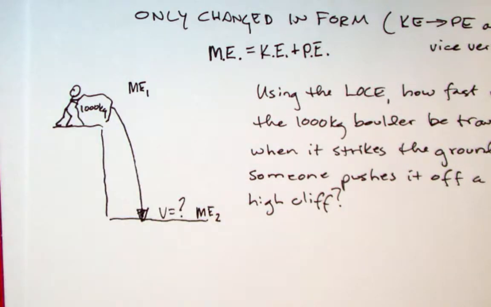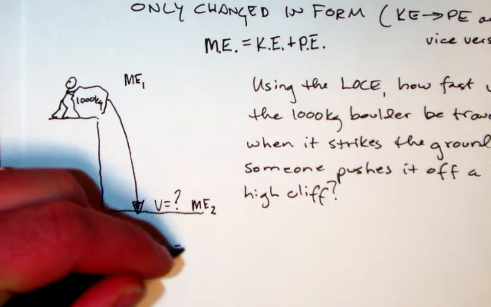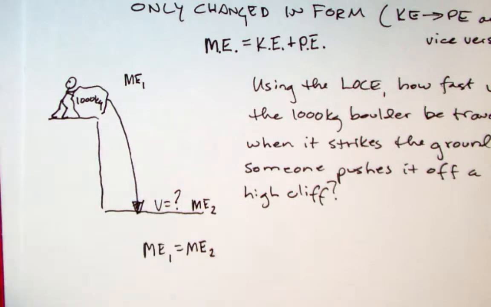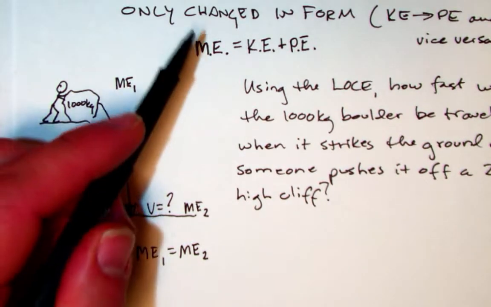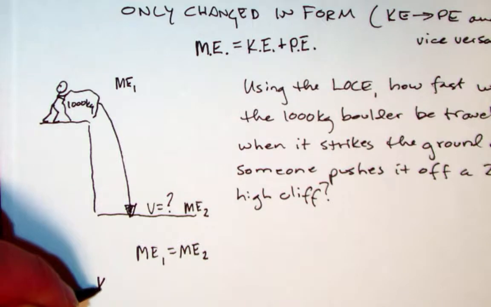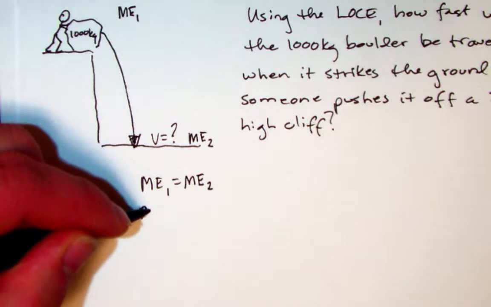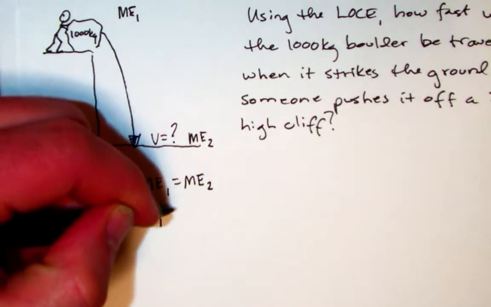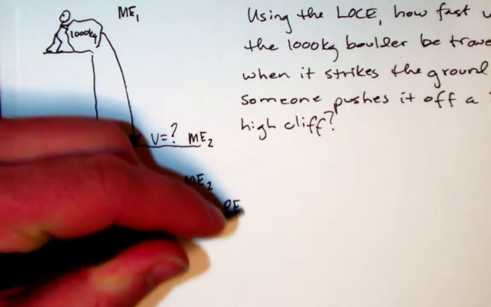Now, saying that ME1 is equal to ME2 is true, but it's not very helpful to us mathematically. So we need to be a little more descriptive. Now remember, mechanical energy is kinetic energy plus potential energy. So really, the mechanical energy at the top is equal to the kinetic energy that we start with plus the potential energy that we start with, and that is equal to the kinetic energy that we end with plus the potential energy that we end with.